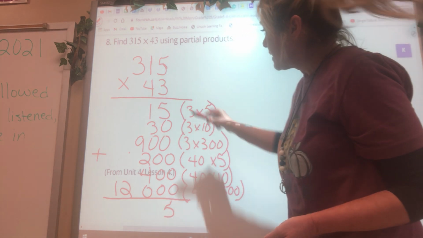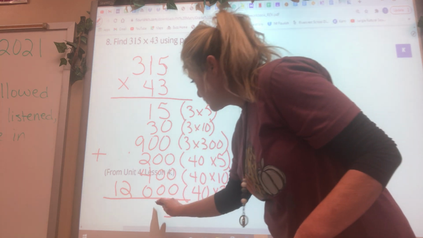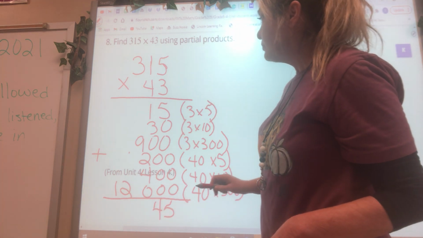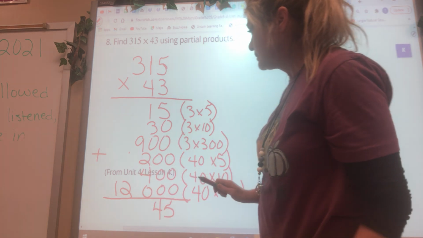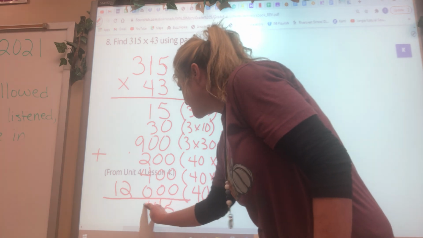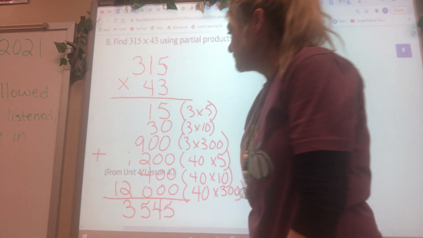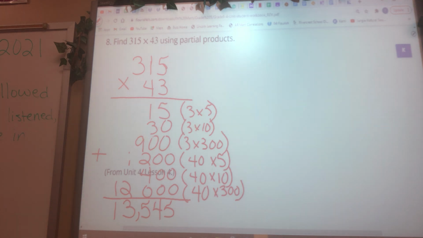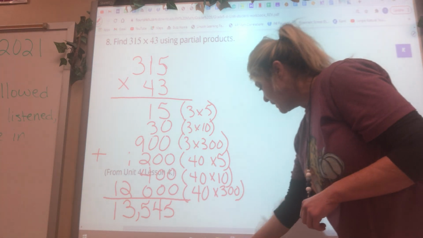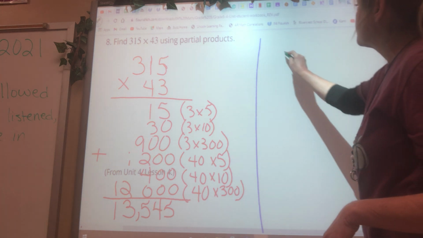Now we'll move to the tens place. 1 plus 3 is 4, plus 0, 0, 0, 0 is still 4. Then we'll move to the hundreds place. Doesn't have any. So 9 plus 2 is 11, plus 4 is 15, and I would carry my 1. 2 plus 1 is 3, and 1 plus nothing is 1. So using this partial product method, we say that our product is 13,545.